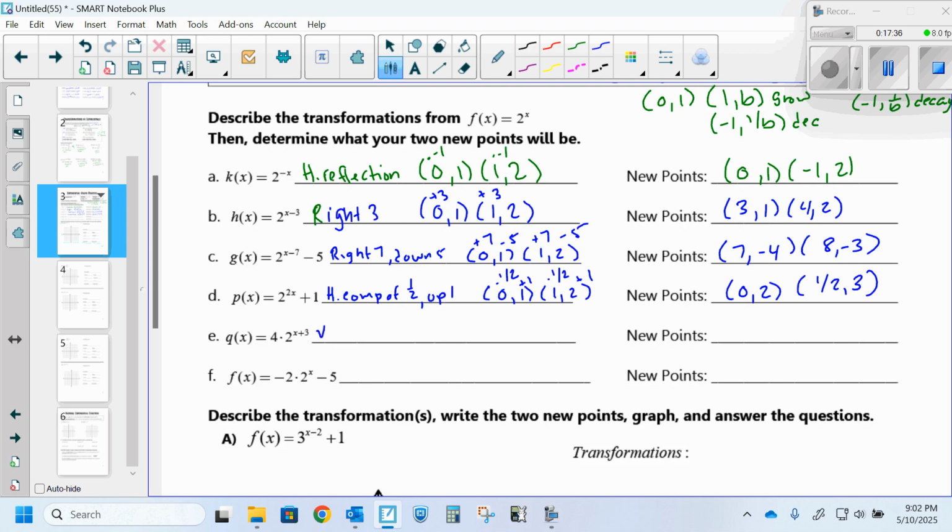Okay, this is a vertical stretch of 4, left 3. Let's see, left 3, so subtract 3 from the x's, and times 4 on the y's.